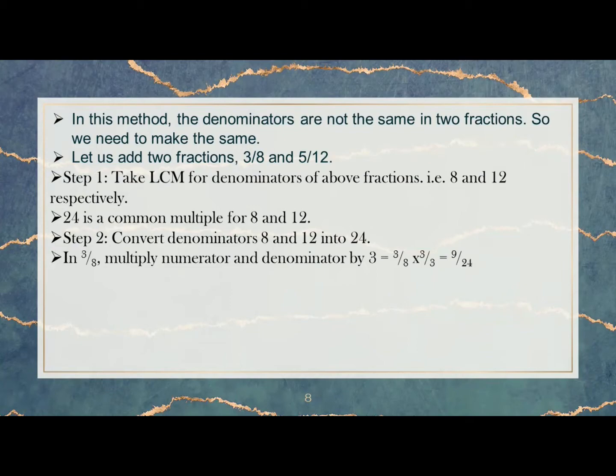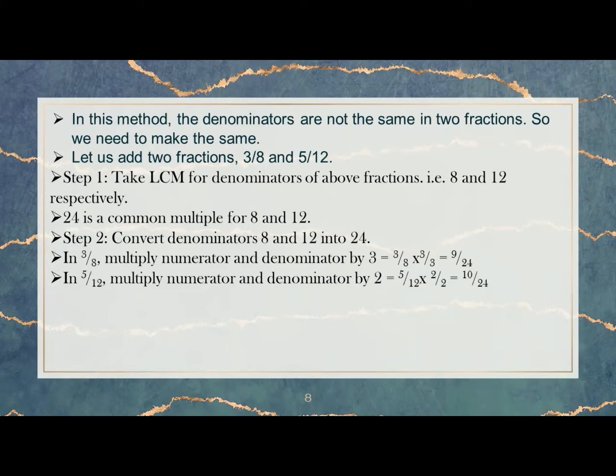In 3 by 8, multiply numerator and denominator by 3, which would be equal to 3 by 8 into 3 by 3, which would be equal to 9 by 24. So to make the denominator the same, we have to make a little change in the numerator too. We can see that 8 into 3 is equal to 24, which is the lowest common multiple. So that's why we multiplied it by 3 by 3.